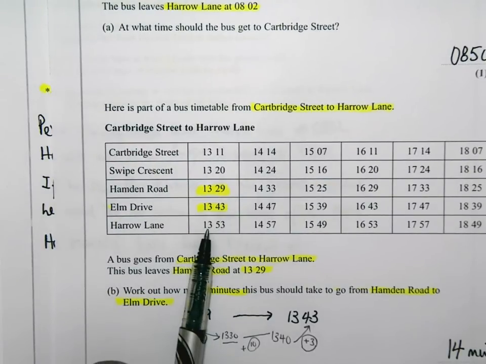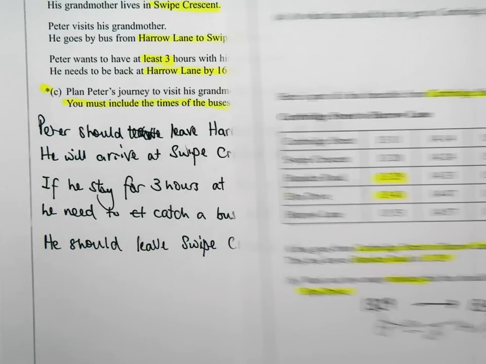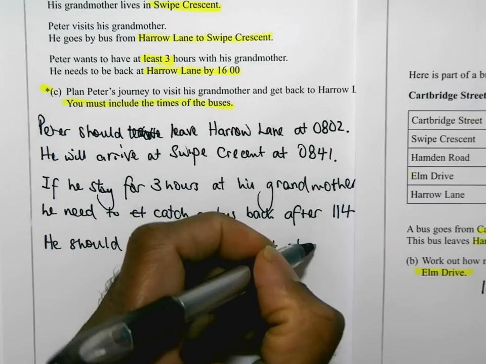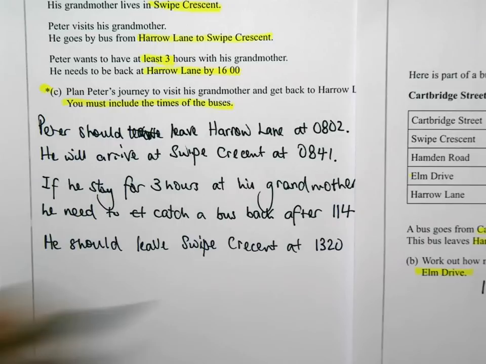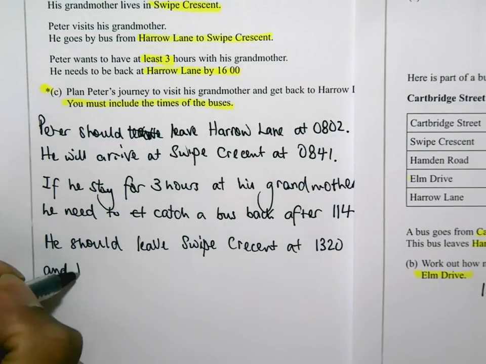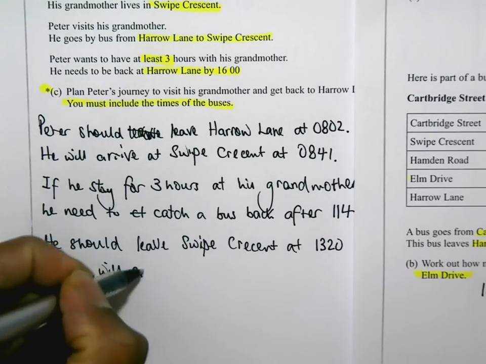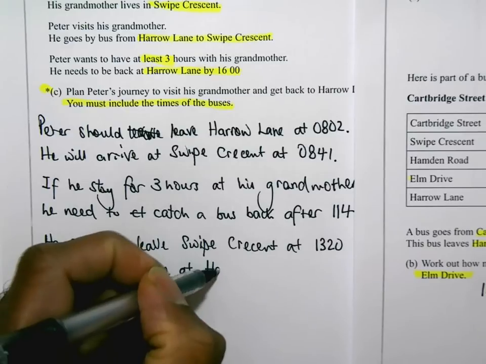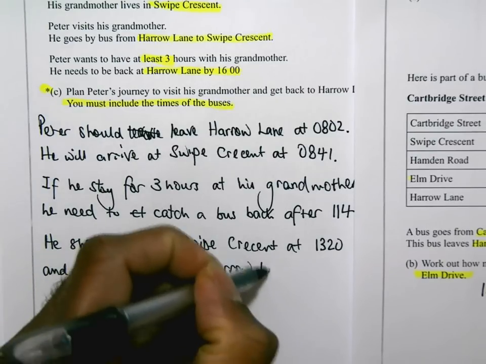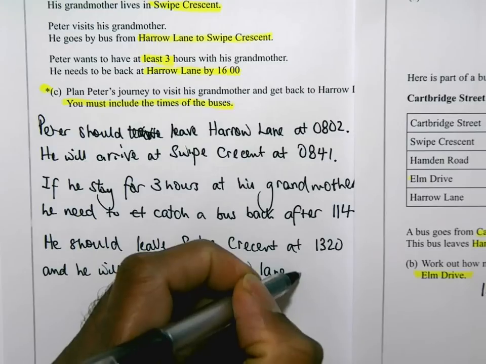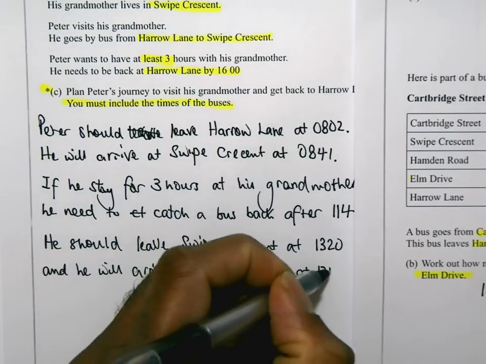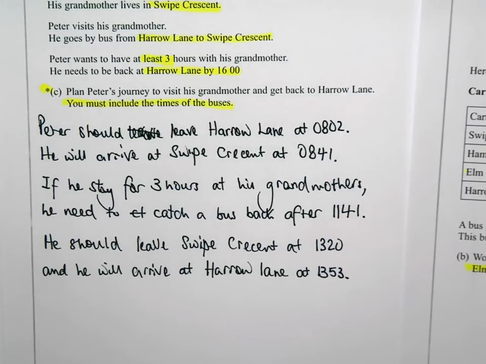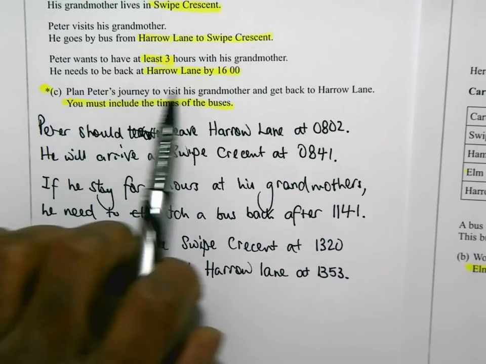He should leave Swipe Crescent at 13:20, and he will arrive at Harrow Lane at 13:53. Okay, so that gives me pretty much a complete answer to that. I'm just going to check to see if I've missed anything out. Nope, this is a fairly complete answer to this particular question.